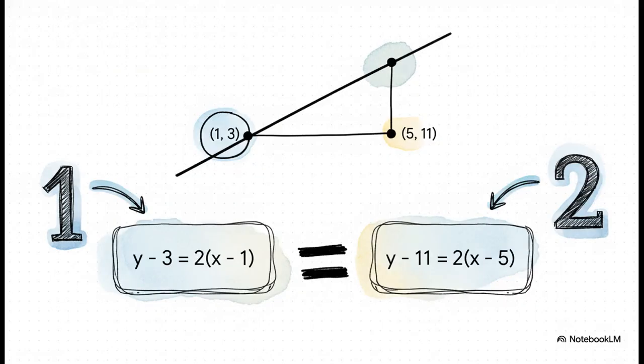Now we've got our slope, and we've got 2 different points we can use. And this is what's so cool. It does not matter which point you pick. Watch. If we use (1, 3), we get y minus 3 equals 2 times (x minus 1). If we use the other point, (5, 11), we get y minus 11 equals 2 times (x minus 5). And guess what? Both of those equations are 100% correct.